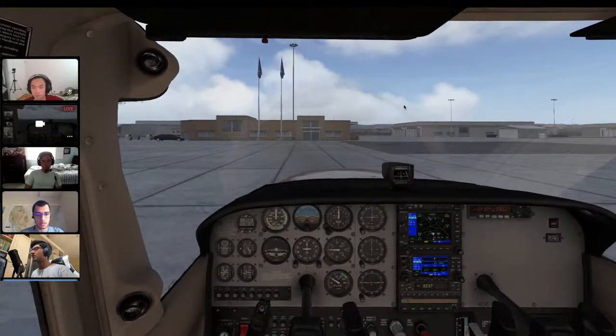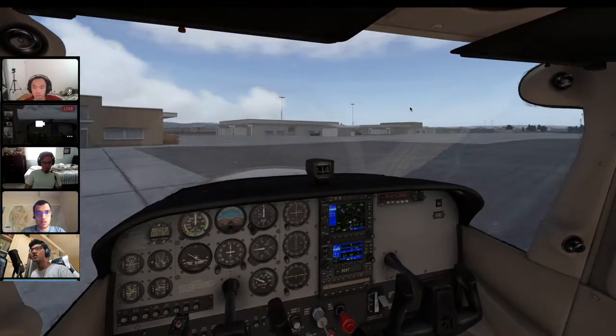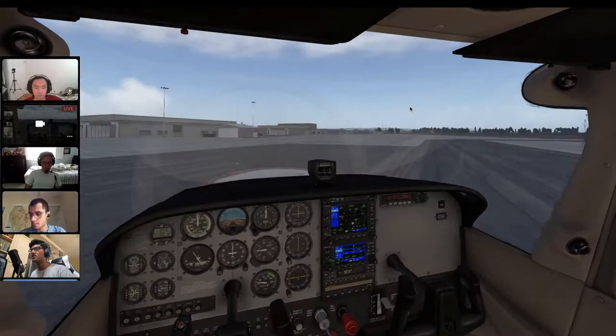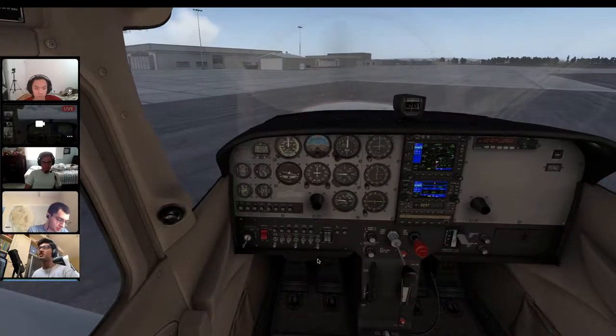Yeah. So I don't know where any of the parking here is, so I'm just going to pick a place. Don't do this in real life. But I'm just going to stop my plane right here. You know, totally normal.